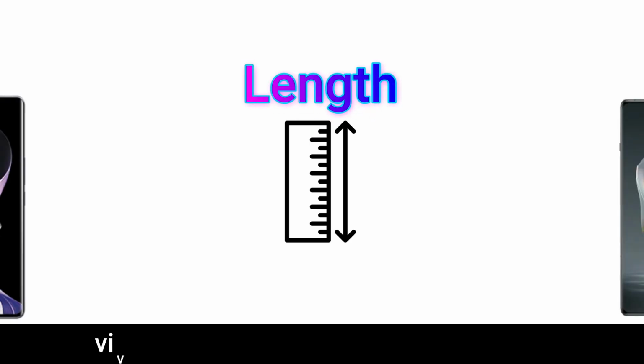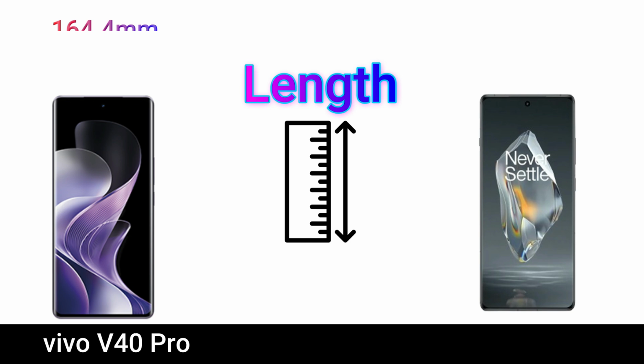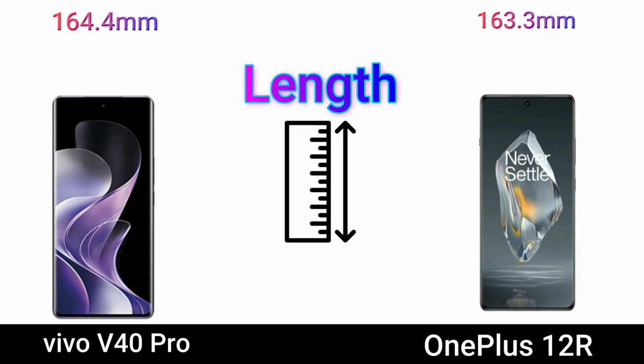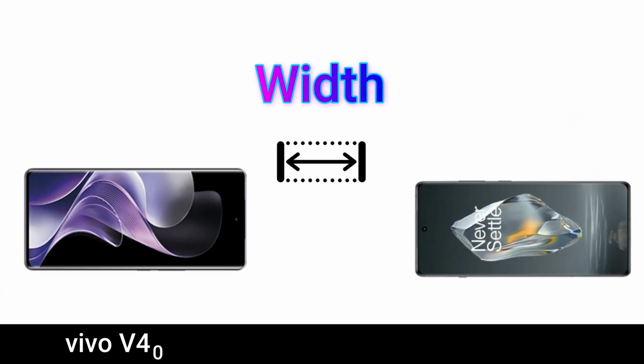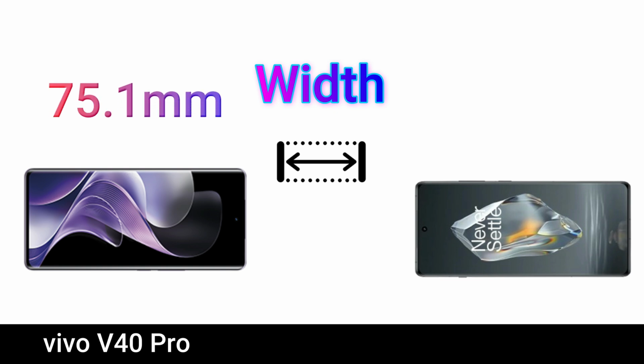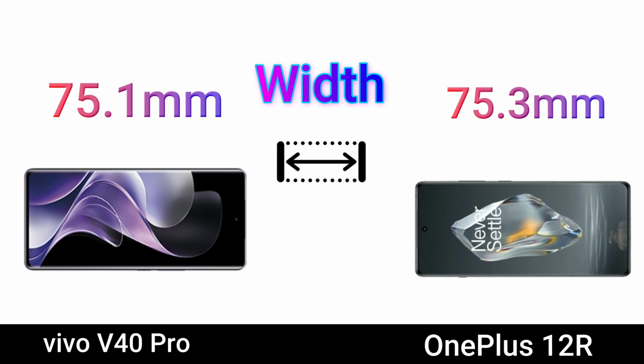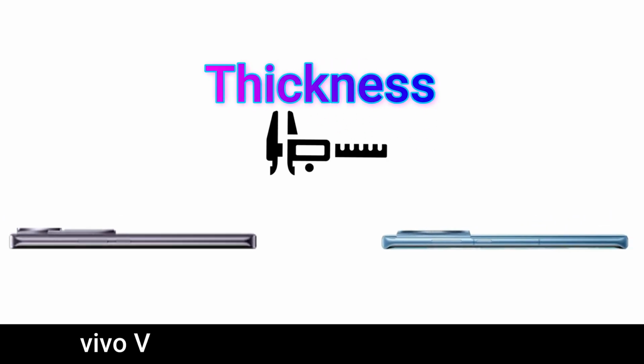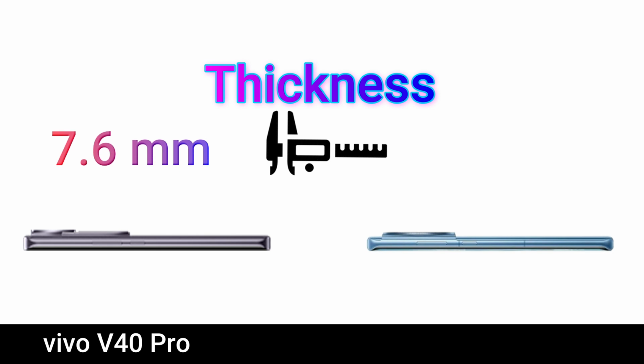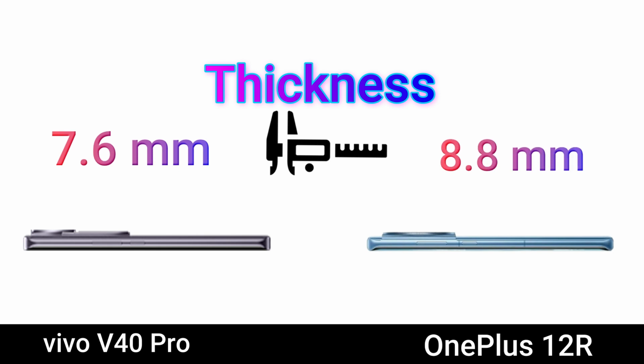Length. The Vivo V40 Pro is 164.4 millimeters, while the length of OnePlus 12R is 163.3 millimeters. Width. The width of Vivo V40 Pro is 75.1 millimeters, while the width of OnePlus 12R is 75.3 millimeters. Thickness. The thickness of Vivo V40 Pro is 7.6 millimeters, while the thickness of OnePlus 12R is 8.8 millimeters.